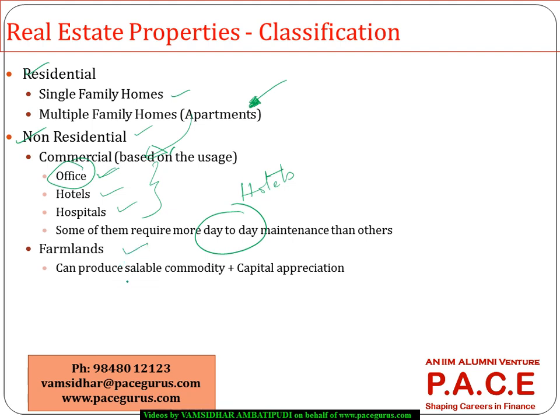And apart from the regular commercial, we even classify them as farmlands, because these are treated as a slightly different commercial property, because along with the capital appreciation for the land, I can produce a saleable commodity. It can be used for rice, wheat, groundnuts, cotton, tobacco, any kind of crop can be grown which is a saleable commodity year over year. So that kind of income generation is there, and along with that a capital appreciation exists for that kind of property.